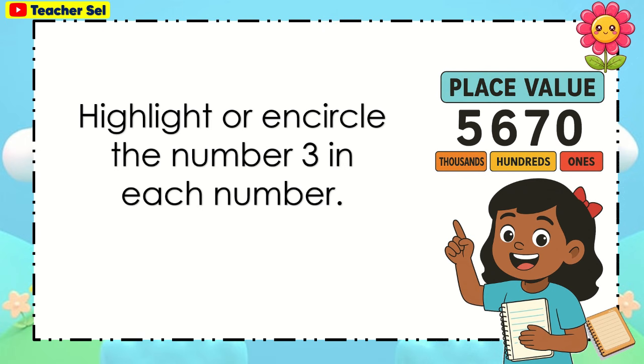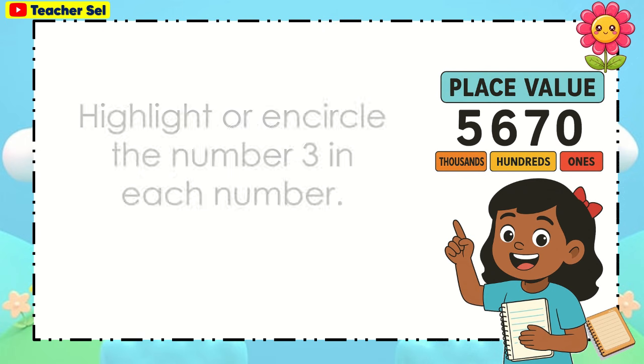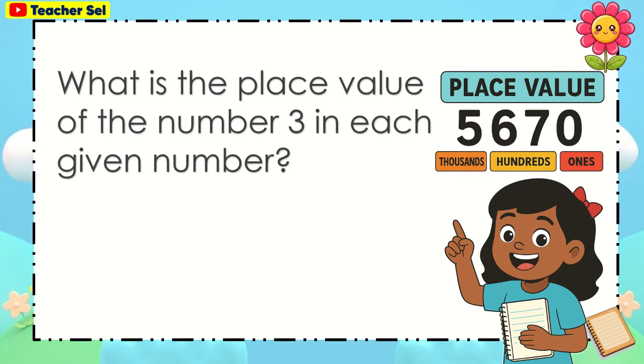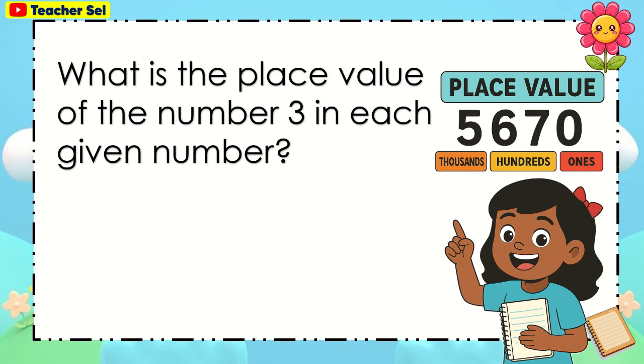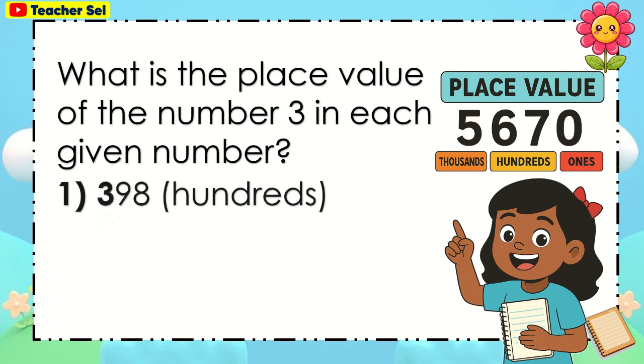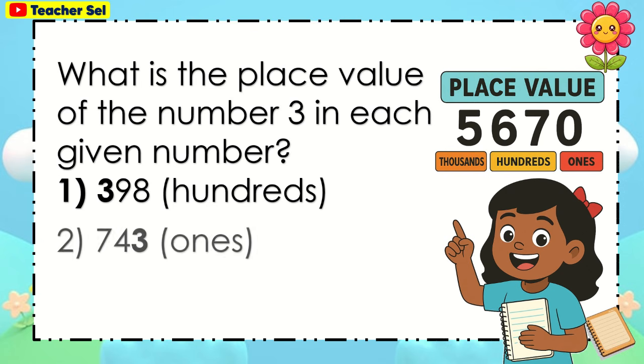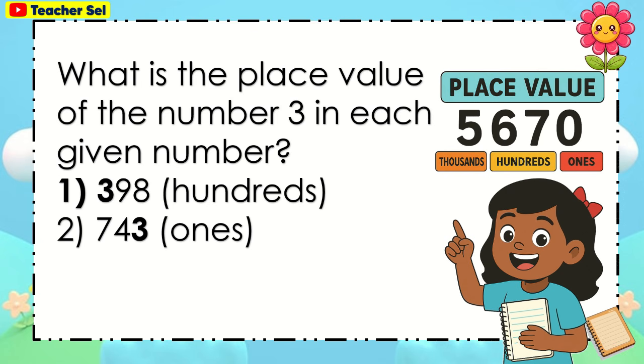Highlight or encircle the number 3 in each number. What is the place value of the number 3 in each given number? For 399, it is hundreds. 743, ones. 532, tens.